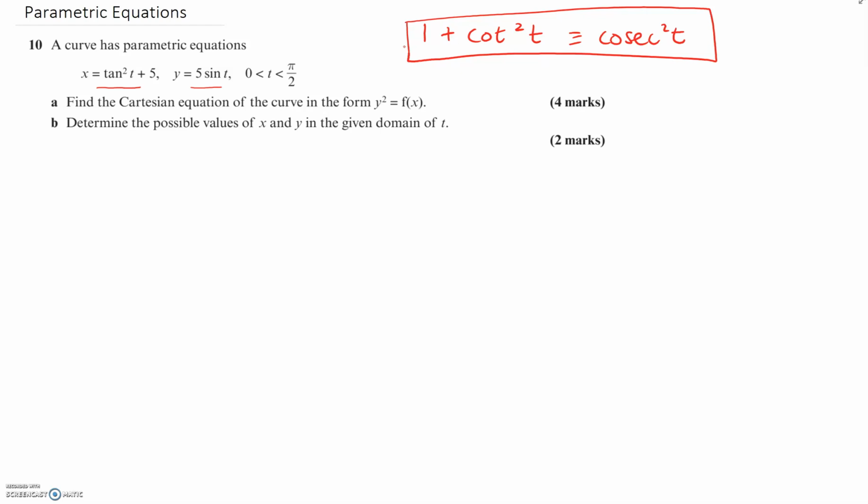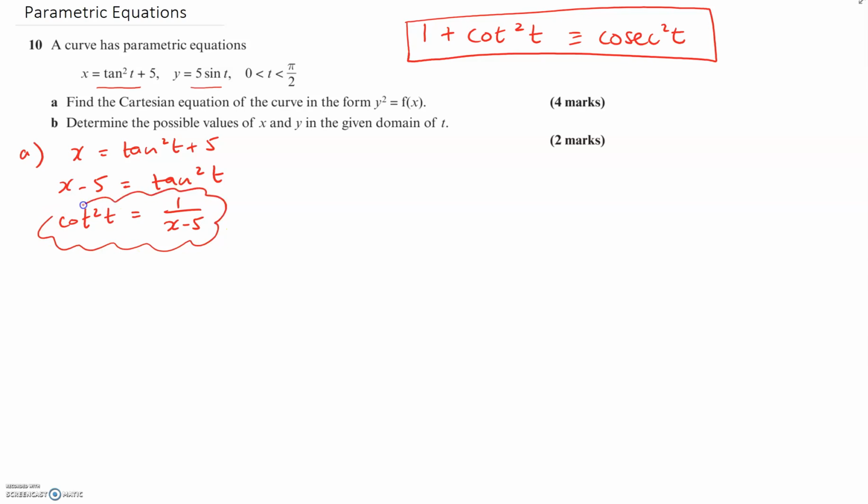If we start with x and think about how to rearrange that, well, I can have x minus 5 is tan squared, and therefore I can get cot squared by flipping that upside down or reciprocating it. So cot squared is going to be 1 over x minus 5. So that's going to be something useful.